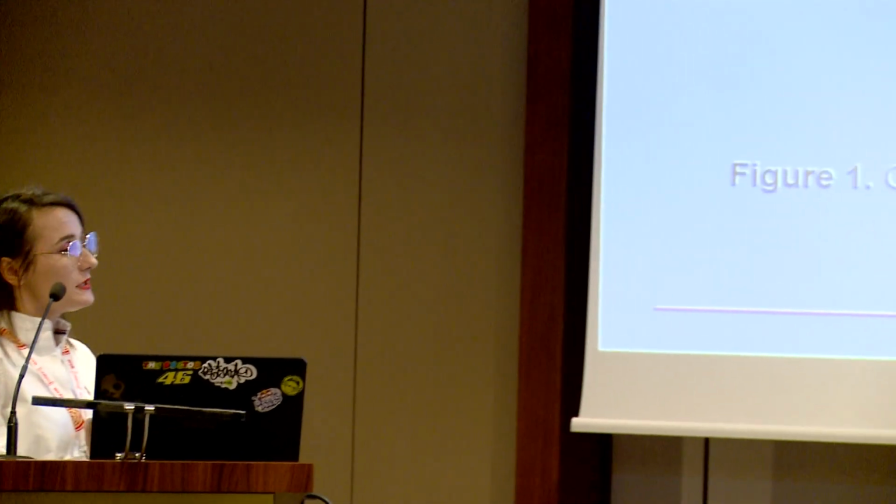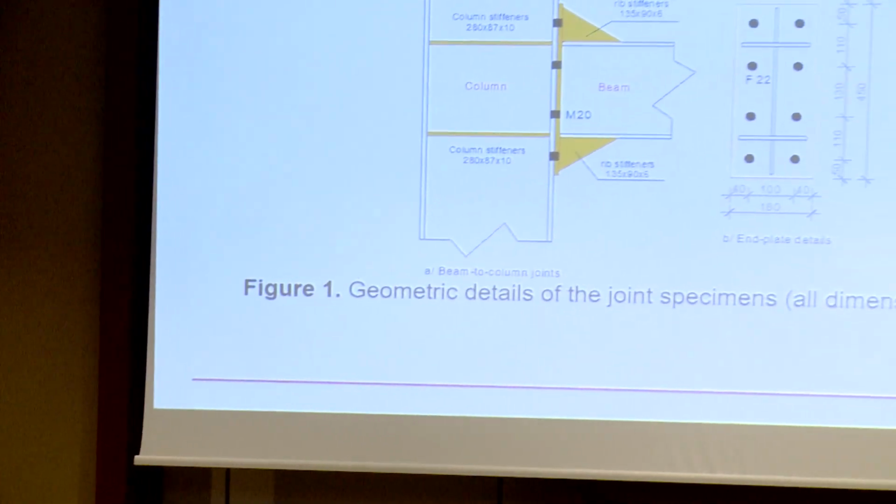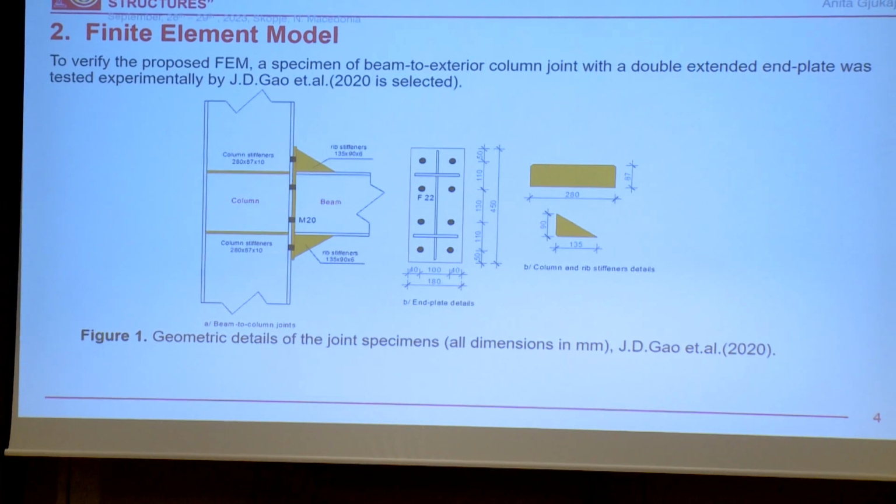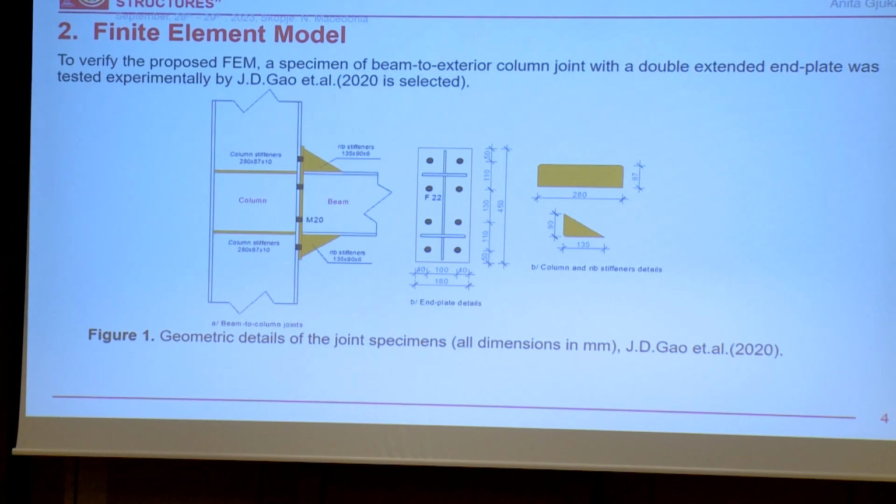To move forward with the finite element model, one of the key parts of my research was to develop a 3-dimensional finite element model for analysis of extended end plate bolted connections. To verify the finite element model, a specimen of a beam to exterior column joint with a double extended end plate was tested experimentally by GDJ in 2020, and this joint configuration is presented here, where it is plotted very well. It shows all the joint details that I have used.